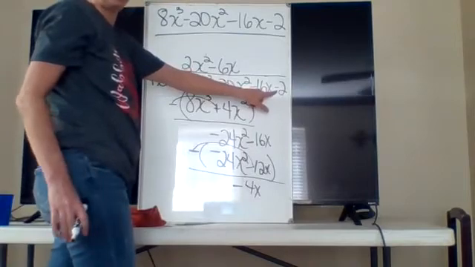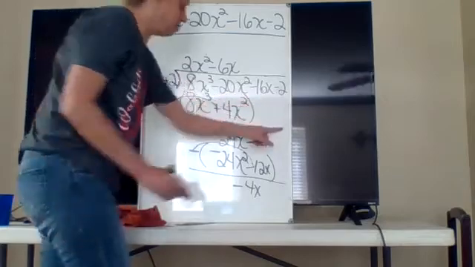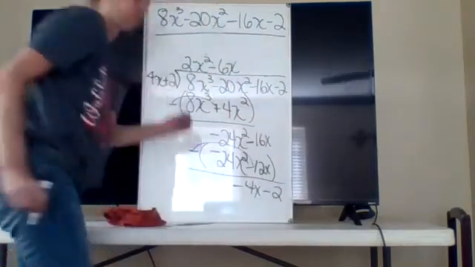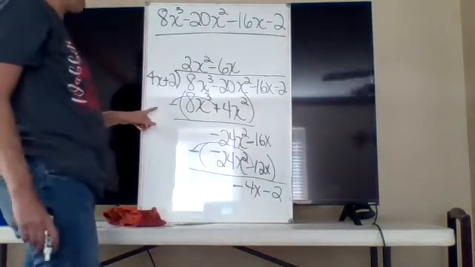Now what am I bringing down? I'm bringing down the next term, right? I've already brought down the negative 16x and used it. But now I need to bring down this negative 2. And start all over for the last time.